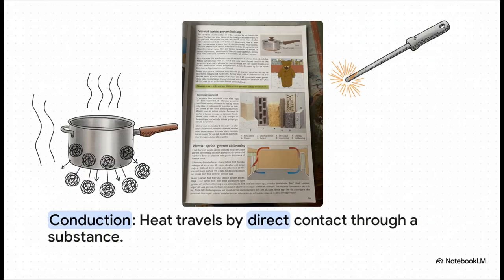Just imagine the atoms at the bottom of a metal pot on the stove. The flame makes them jiggle like crazy, and they start bumping into their neighbors, who bump into their neighbors, passing that energy all the way up the line. It's like a chain reaction. That's why a metal spoon left in a hot cup of tea gets hot so fast.